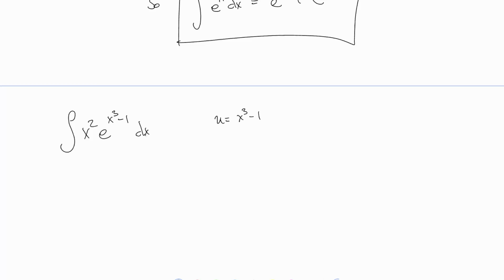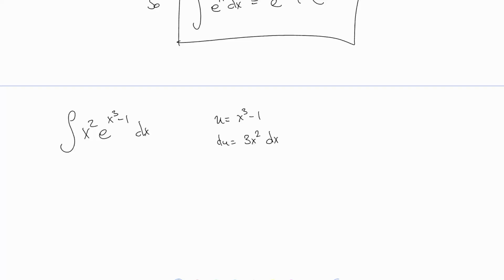U equals, oh, sorry, I should have asked somebody. What do you want for the U? Choose the inside, right? That's what we always pick the U to be, almost always at least. And in this case, you should choose the inside of the exponent, u equals x cubed minus 1. And then the du shall be 3x squared dx.